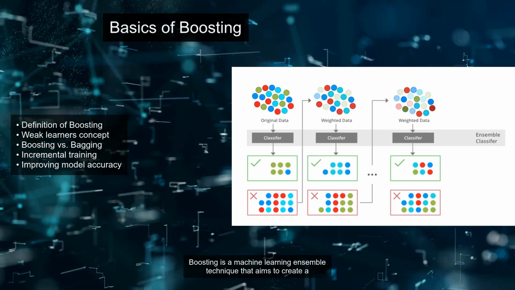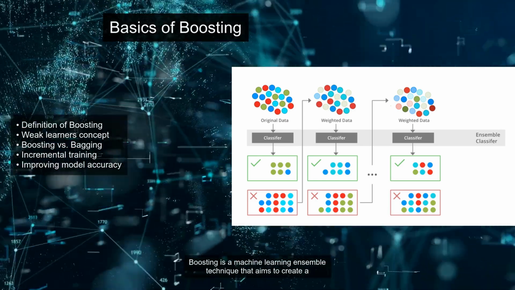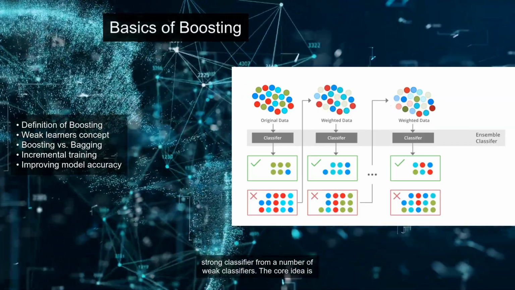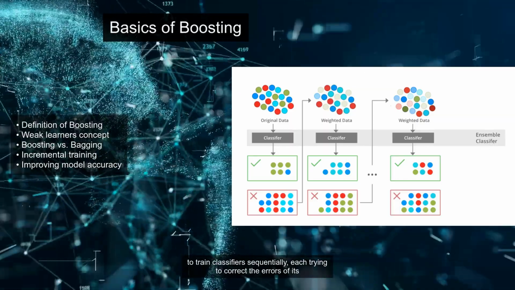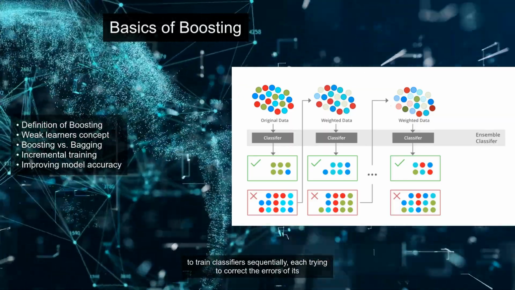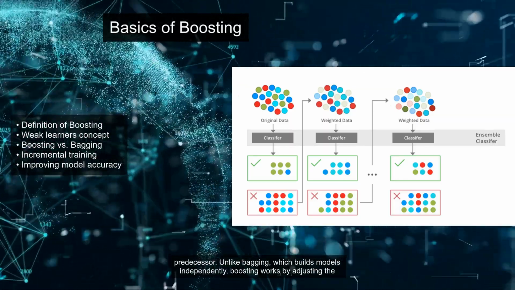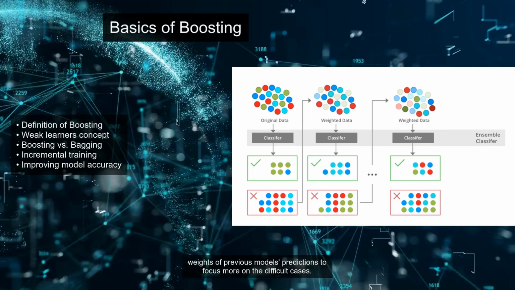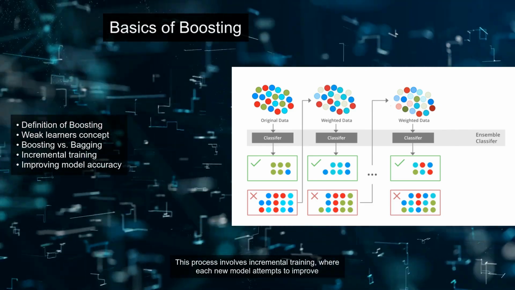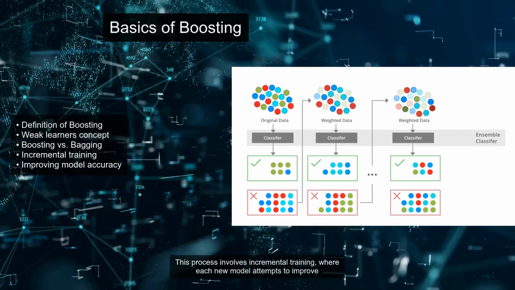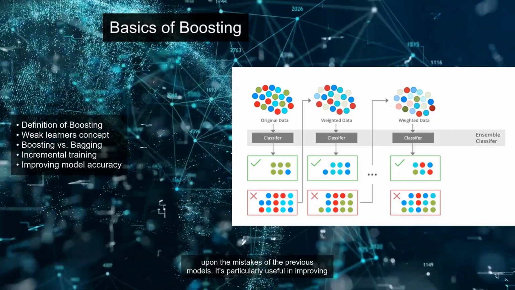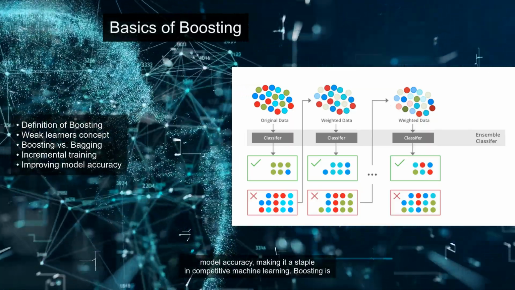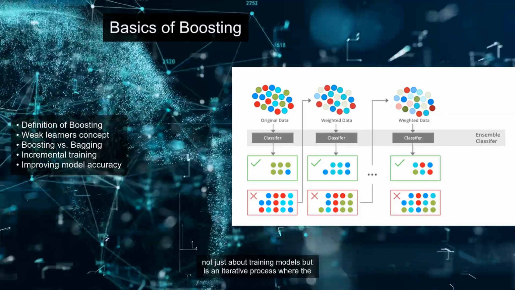Let's dive in. Boosting is a machine learning ensemble technique that aims to create a strong classifier from a number of weak classifiers. The core idea is to train classifiers sequentially, each trying to correct the errors of its predecessor. Unlike bagging, which builds models independently, boosting works by adjusting the weights of previous models' predictions to focus more on the difficult cases. This process involves incremental training, where each new model attempts to improve upon the mistakes of the previous models. It's particularly useful in improving model accuracy, making it a staple in competitive machine learning.